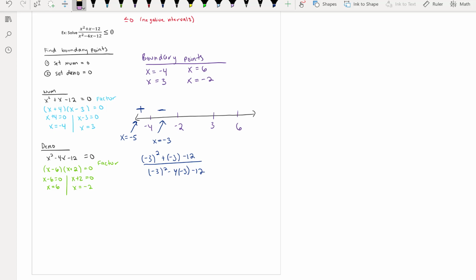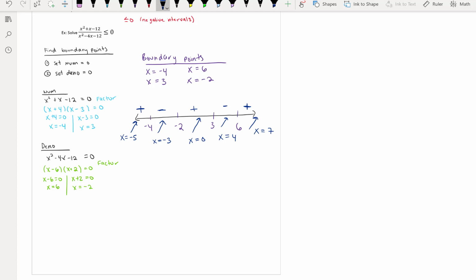And so I'm going to keep doing this. I'm going to keep plugging in these values for my intervals. Over here, between -2 and 3, maybe x is equal to 0 might be a good one. When I plug that in, I'm going to get a positive. If we try x is equal to 4, I'm actually going to get a negative. And over here, let's say x is equal to 7. That's going to be positive.